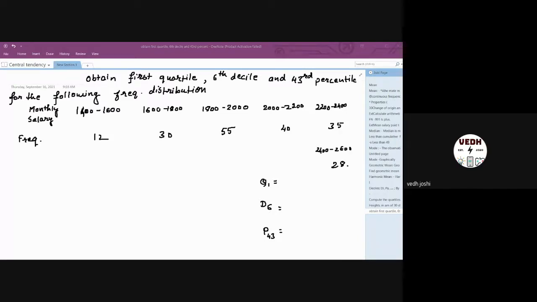What is the formula for Q1? L plus N by 4 minus CF into H upon F. For D6, L plus 6 times N by 10 minus CF into H upon F. The last one is L plus 43 times N by 100 minus CF into H upon F.